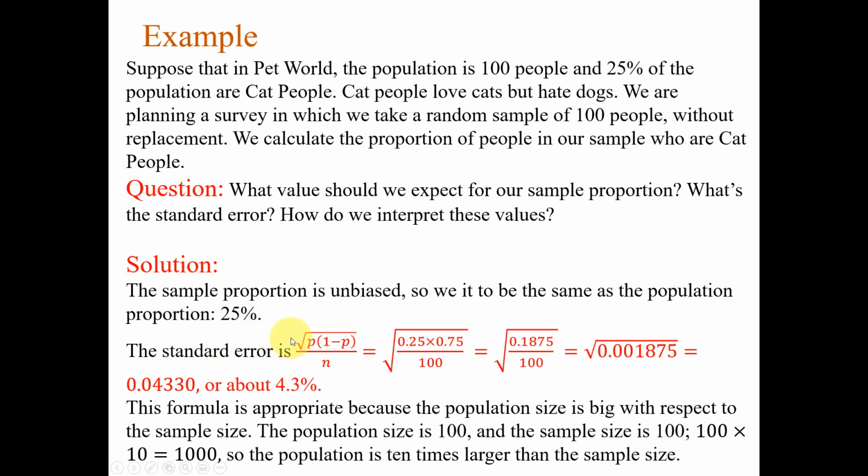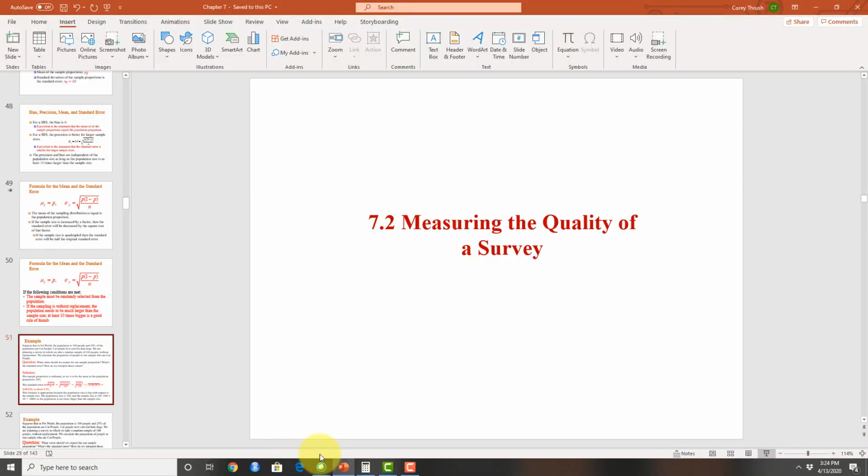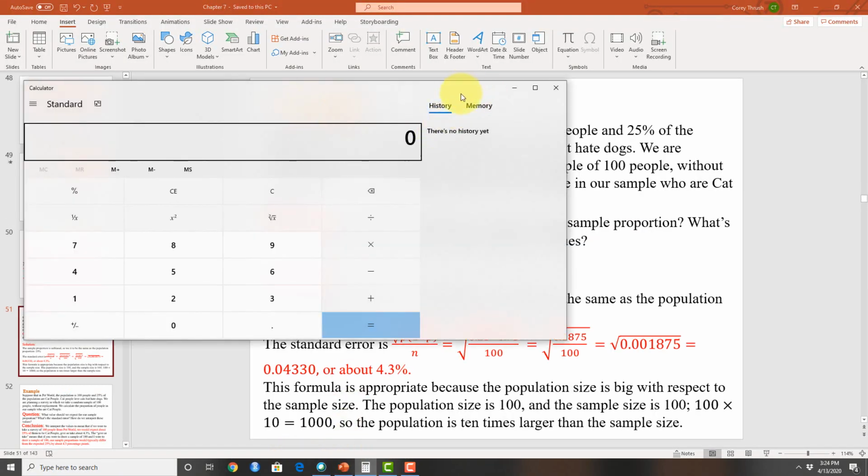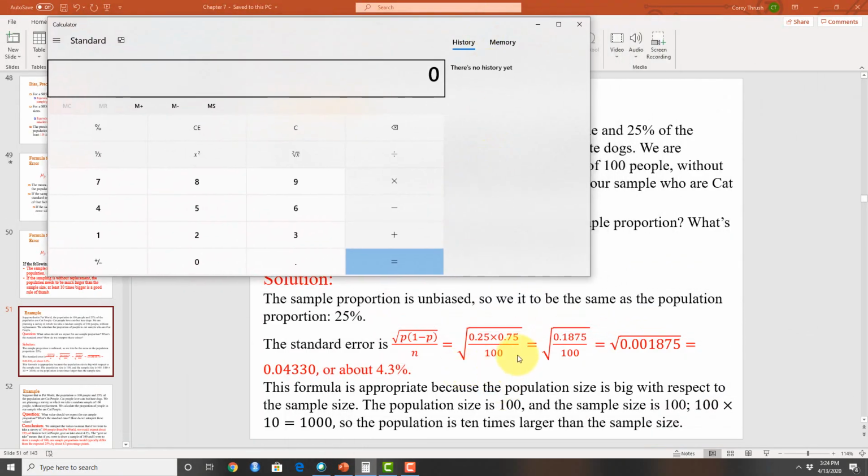And the standard error, this is wrong, it should all be under the square root, but I'm going to pull up my calculator. So we have 0.25 times 0.75, that's what 1 minus 0.25 equals, divided by 100. 0.25 times 0.75 equals 0.1875, and to divide it by 100, we just move the decimal point left 2 spaces.